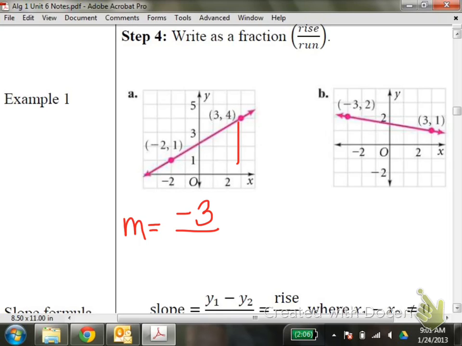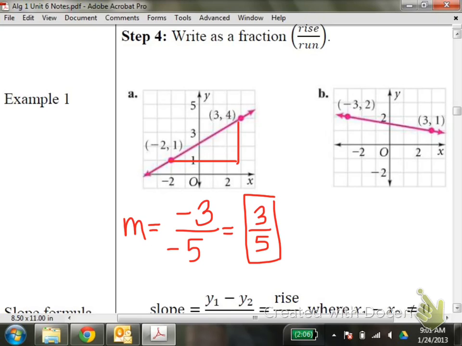Now my run, I'm going to go from where I left off and count how many places left to right I have to go. So how many do I have to go? 1, 2, 3, 4, 5. But since I'm going to the left, is that positive or negative? Also negative. So my run is negative 5. Is that my whole slope? Negative 3 over negative 5. Yes. Can I reduce that? What's a negative over a negative? Positive. So my slope is actually 3 over 5. So you only want to have 1 or 0 negatives. If you have 2 negatives, you need to change it to positive.